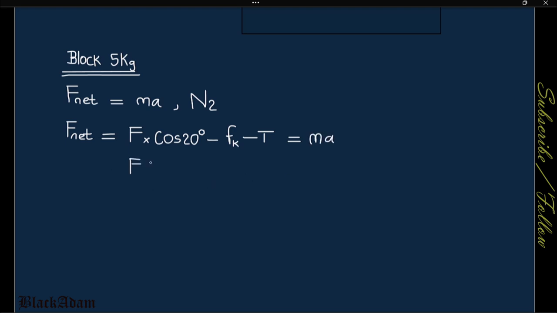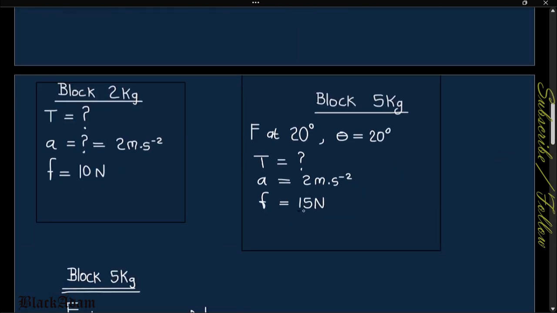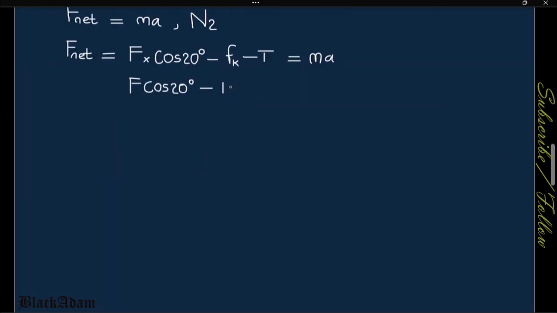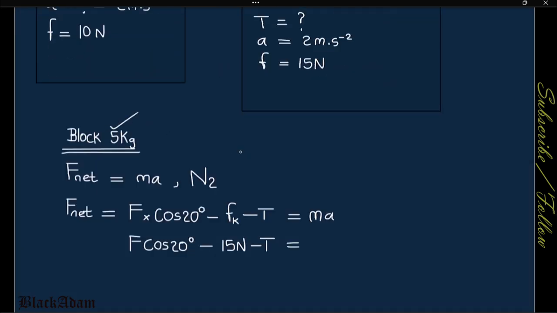Alright, so we know that force F we don't know. That's going to be F cos 20 degrees for the horizontal direction, and then for friction there is 15 Newton for the 5 kg block. Then tension minus tension is equal to mass, which is 5 kg, times acceleration, which is 2. Okay, so immediately when we do that, we simplify.